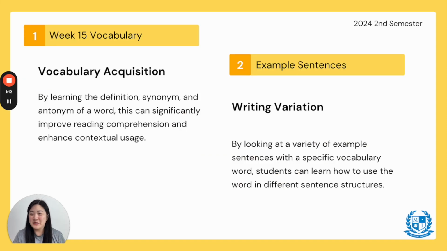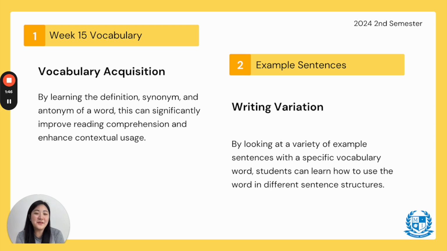But why are we doing this? This is to help with your vocabulary acquisition. Basically meaning we're going to put more and more vocabulary words into our brain. By learning the definition, synonym, antonym, and the part of speech of the word, this can significantly improve your reading comprehension and enhance your contextual usage. Meaning you'll be able to not only know more words, but you'll finally understand what the book is trying to say. Next, we'll go over extra example sentences, and this is to help with your writing variation.